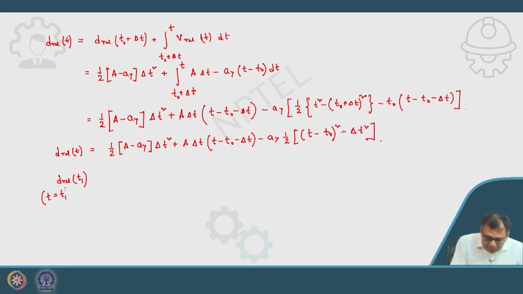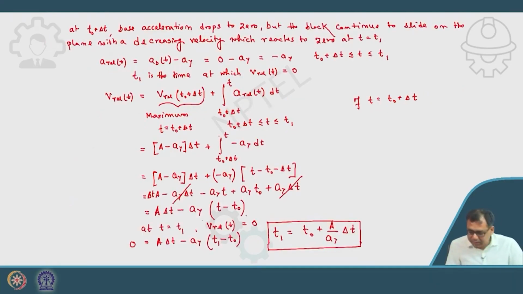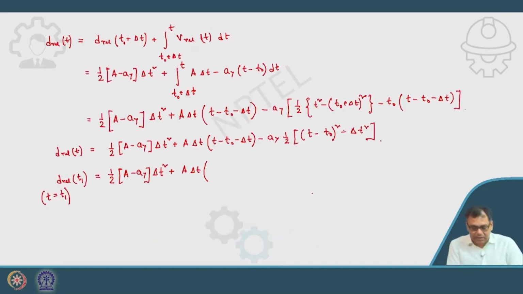When t equals t1, I have to put this t1 value. If I put this t1 value, it will be half (A minus Ay) into del t square, then plus A del t into the t value. What is the t value? T1 is t0 plus (Ay by A) del t. Now your t is equal to t1, because I want to determine the relative displacement at t equal to t1.